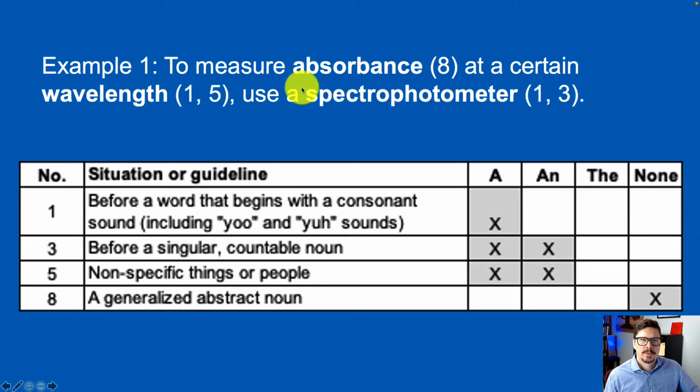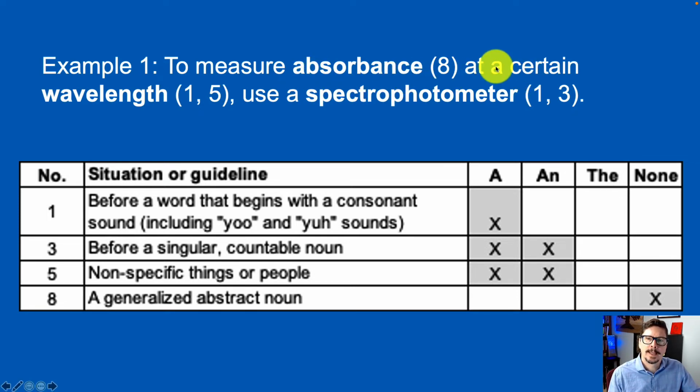So to measure absorbance, you see there's no article here because that is a generalized abstract noun that takes no article. So absorbance is an abstract thing. You can't touch it, you can't taste it, you can't feel it. It's more of a concept. And it's generalized because you're not saying a specific absorbance, you're just saying in general, to measure absorbance, use this instrument. Now the sentence goes on to say at a certain wavelength.